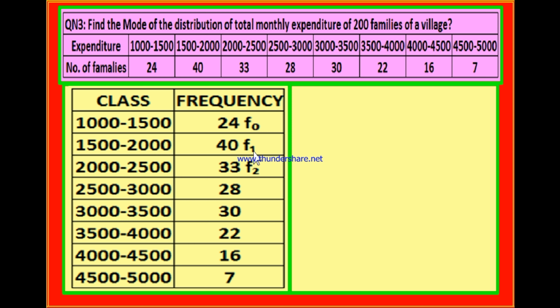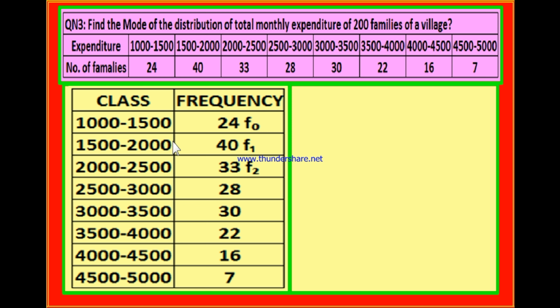Now the highest frequency may be denoted with F1 and the frequency above F1 is denoted by F0 and the frequency below F1 is denoted by F2. You see, F0, F1 and F2. These are the values. The highest frequency is F1, the frequency above F1 is F0 and the frequency below F1 is F2. Understood?